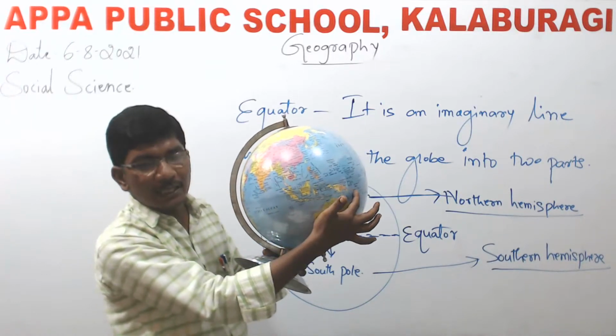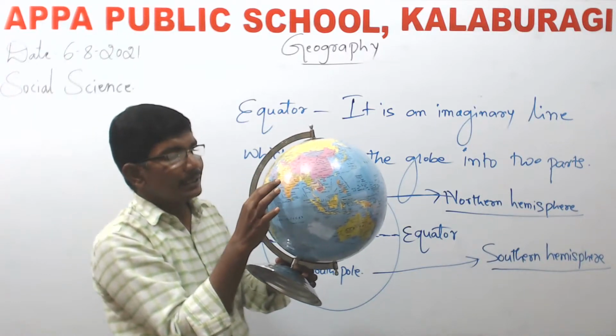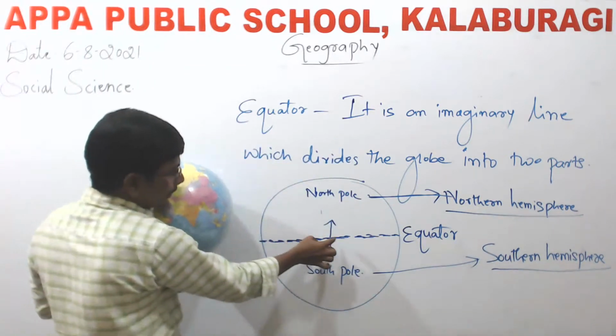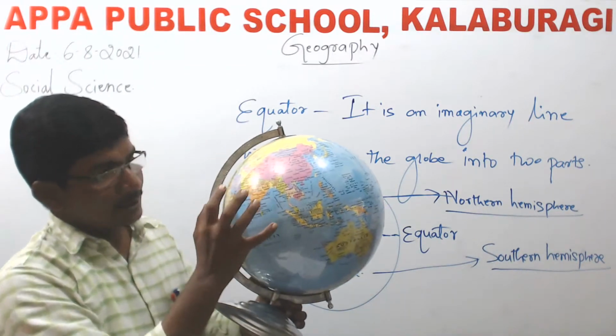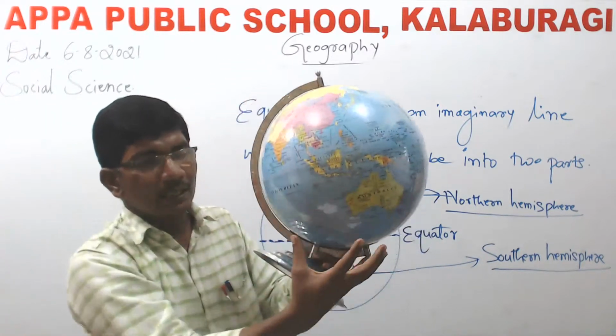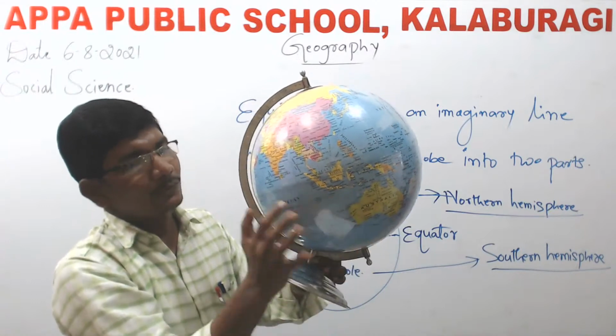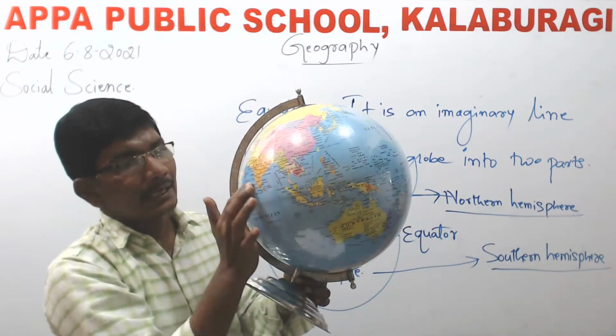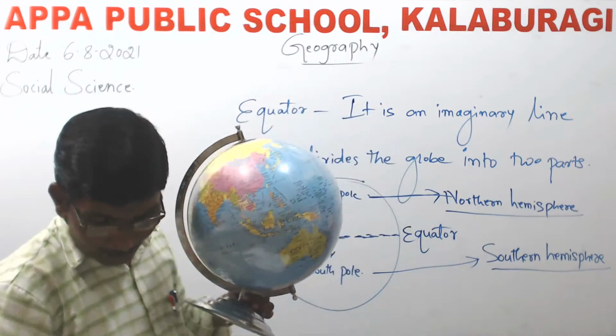Equator is an imaginary line. It is in the center of the globe. It divides the globe. You can see here, this is the North Pole, or you can say the Northern Hemisphere, and this is called the Southern Hemisphere. And exactly in the center, the equator will be there.